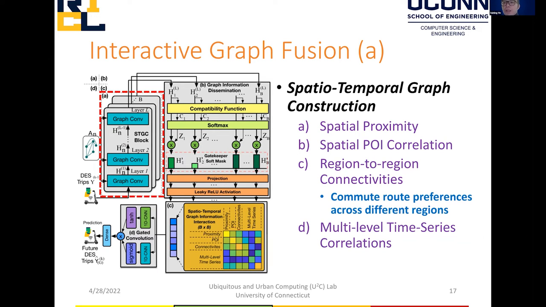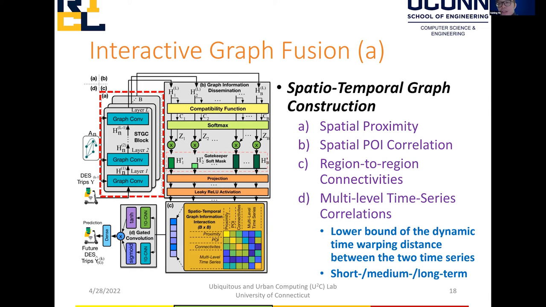And finally, we develop an interesting approach that tries to build a lower bound of the dynamic time warping distance between different trips across different regions to facilitate the calculations in terms of the temporal correlations. And we build multiple levels of correlations in terms of the short, medium, and long-term correlations across different regions. So the details can be referred to our paper.